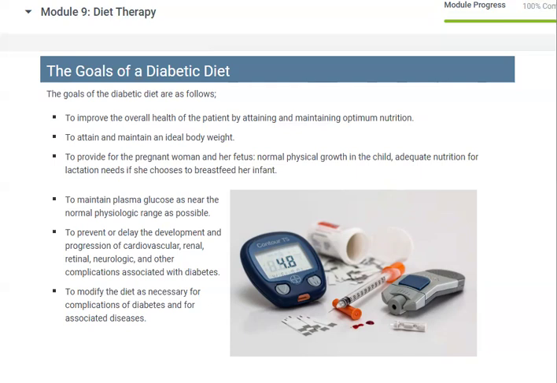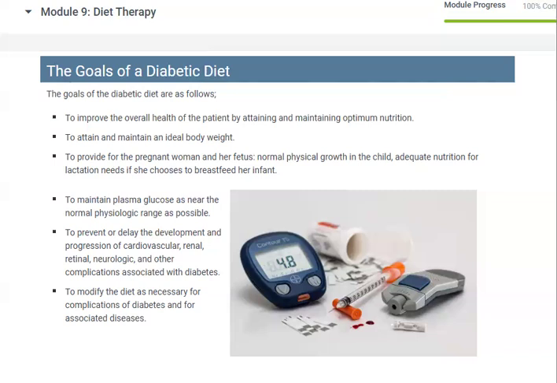To maintain plasma glucose as near the normal physiologic range as possible. To prevent or delay the development and progression of cardiovascular, renal, retinal, neurologic, and other complications associated with diabetes. To modify the diet as necessary for complications of diabetes and for associated diseases.